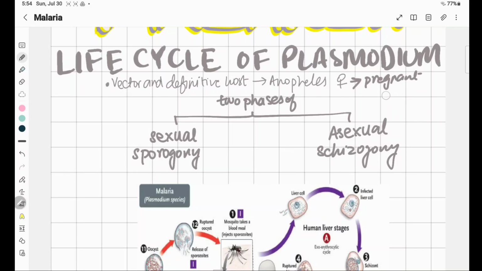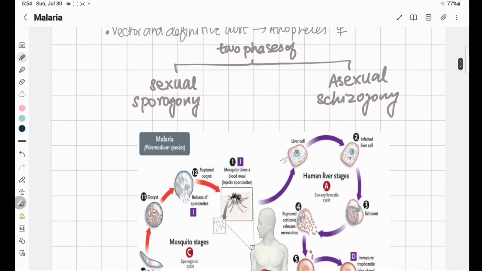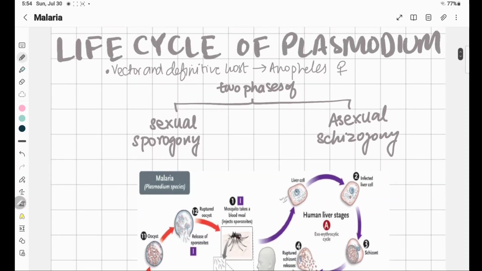So because of this, there are two phases for the life cycle of Plasmodium. One is the sexual phase and the other is the asexual phase. The sexual phase is known as sporogony, and the asexual phase is called schizogony.